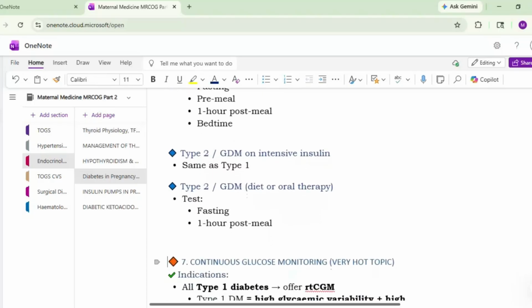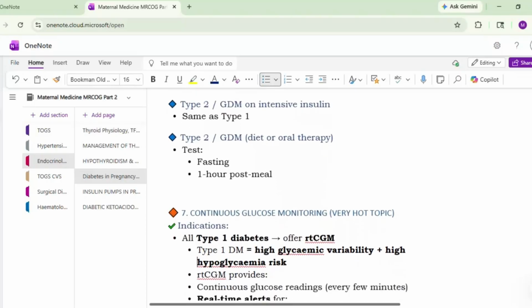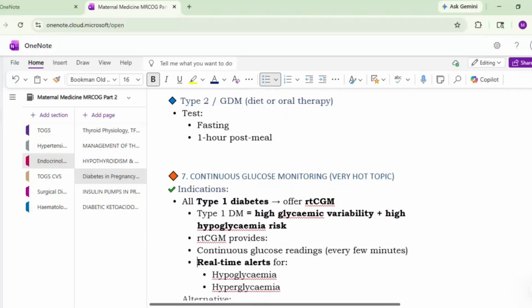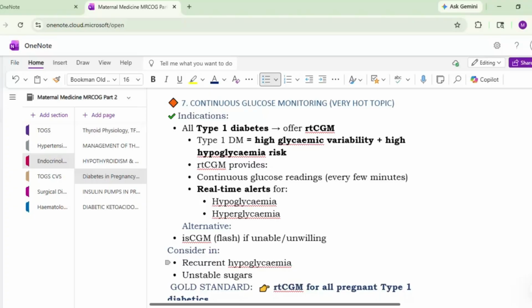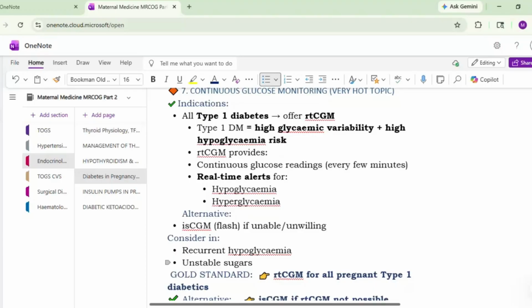So they have to keep the record, and all these records we are going to analyze. Now, this 2020 update talks about continuous glucose monitoring. All type 1 diabetes, we will be offering real-time continuous glucose monitoring. Type 1 diabetes has high glycemic variability. There are high chances of hypoglycemia because there are lots of fluctuations in the glucose level, and that is why real-time glucose monitoring is important. Continuous glucose readings every few minutes will be taken, and that will give us an alert regarding hypoglycemia as well as hyperglycemia.